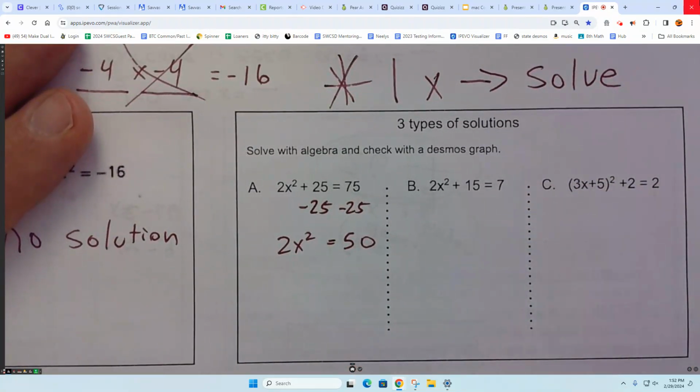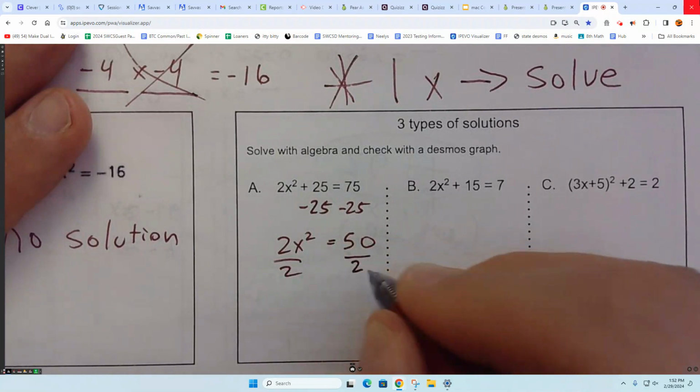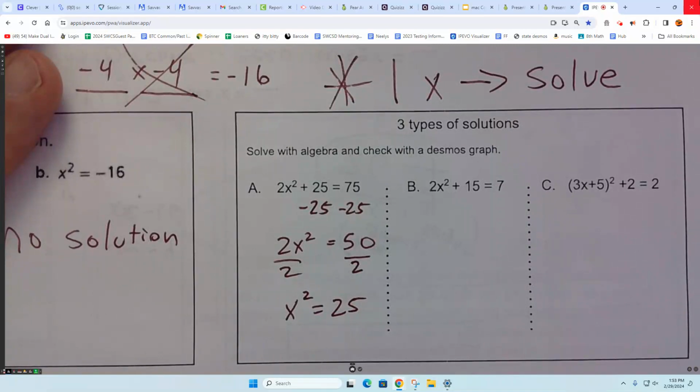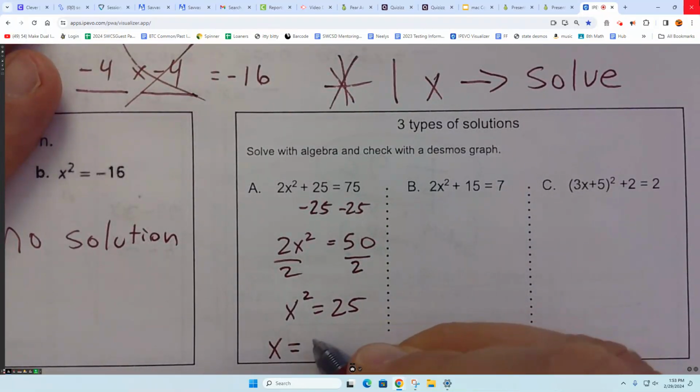What do I do next? Is this also part of 9.4? Yeah. X equals 5 or negative 5. So you could write plus or minus 5.